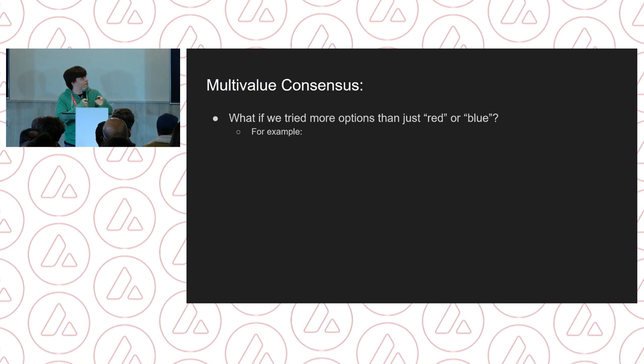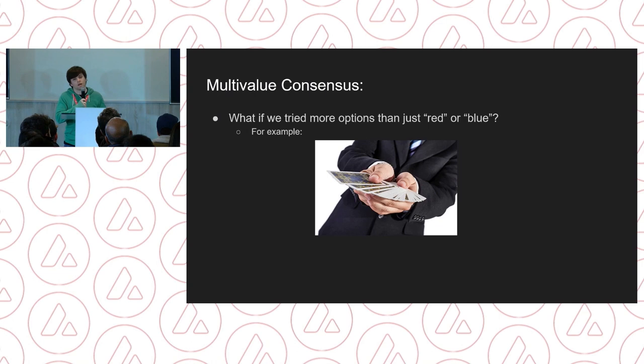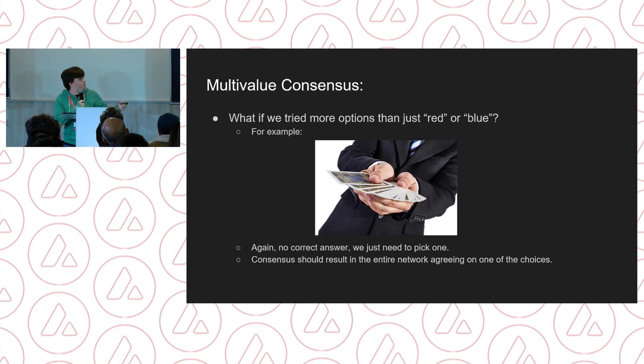Rather than selecting just between red and blue, you have to select between, for example, a deck of cards or perhaps an extremely large number. This ends up eventually, hopefully, picking the network selected choice, but there's no real correct answer again.